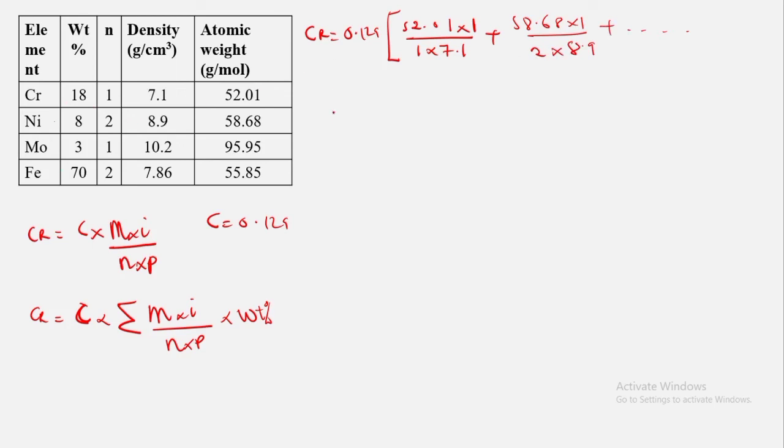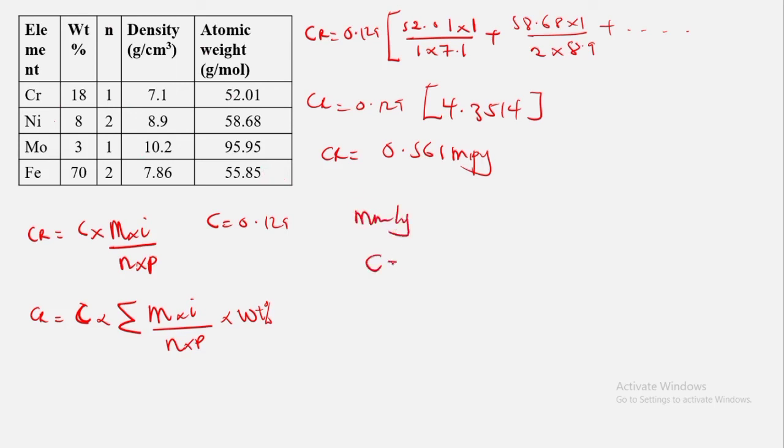And when you do all, please confirm it in the comment section. You're going to get CR equal to 0.129 multiplied by the total summation, which is 4.3514. When you take a calculator and do that, you're going to get 0.561 MPY. Very simple. The same applies to mm/y when they are given to you in equivalent form. What you do is change the I given to you in microamps, and therefore in mm/y the C becomes 0.00327.